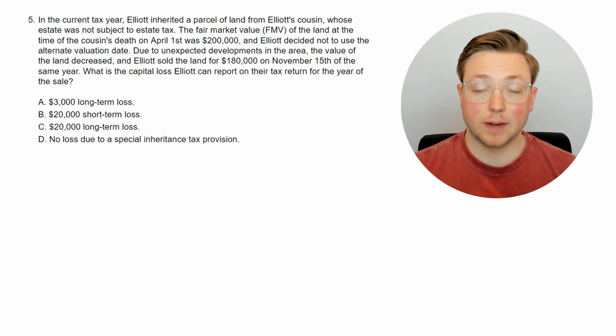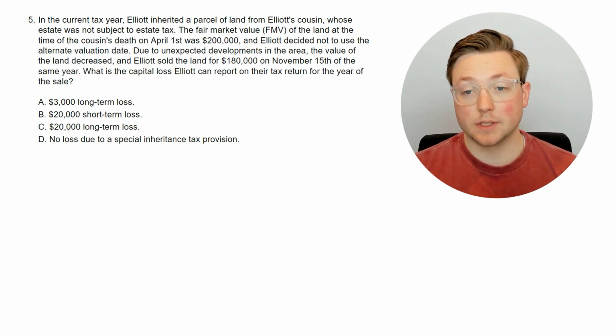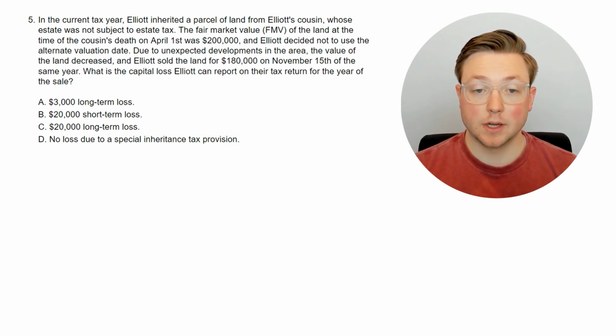Both of those are mainly covered in TCP at this point. The fair market value of the land at the time of the cousin's death on April 1st was $200,000, and Elliot decided not to use the alternate valuation date. Due to unexpected developments in the area, the value of the land decreased, and Elliot sold the land for $180,000 on November 15th of the same year. What is the capital loss Elliot can report on their tax return for the year of the sale?